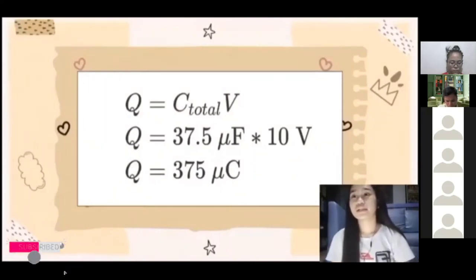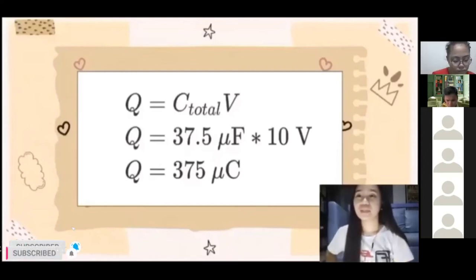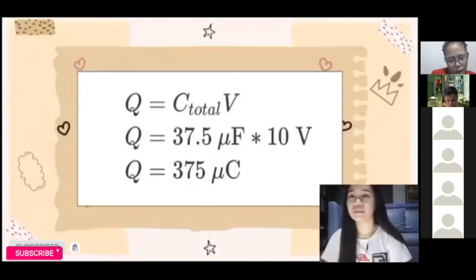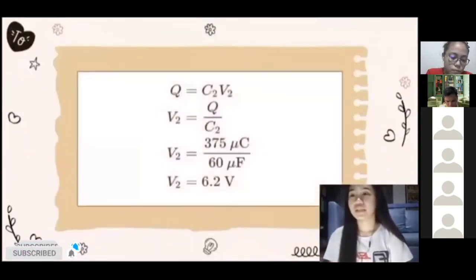So, kukunin lang natin yung nakuha natin sa letter A, yung total capacitance ng ating series kanina, which is yung 37.5 microfarad. So, we have Q is equal to 37.5 microfarad multiplied by our voltage na given naman sa problem, which is 10. So, we're just going to multiply these two values. Ang ating charge or yung Q natin is equal to 375 microcoulomb.